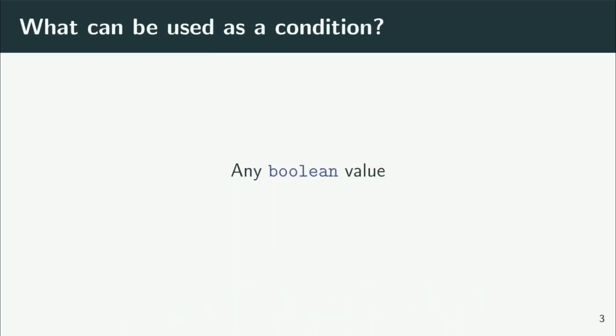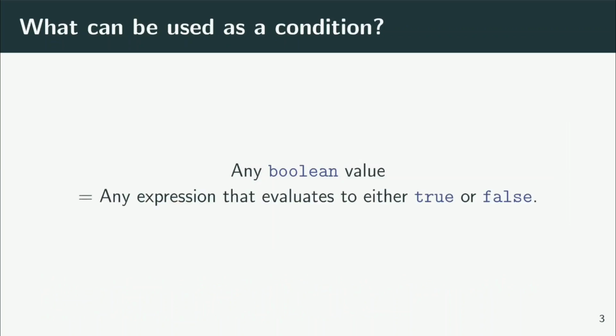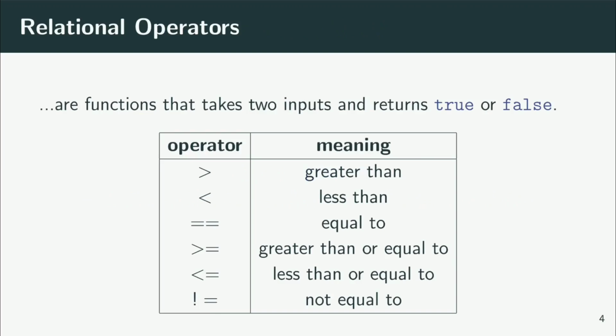Now, what can you put into this condition? What can you check here? The answer is any Boolean value, meaning any expression that evaluates to either true or false. This could be true or false directly, but that would be boring. Instead, you can use what's called relational operators. These are functions that take two inputs and return either true or false. Classical ones are strictly greater than, strictly less than, equal to, the weak comparisons, or not equal to.